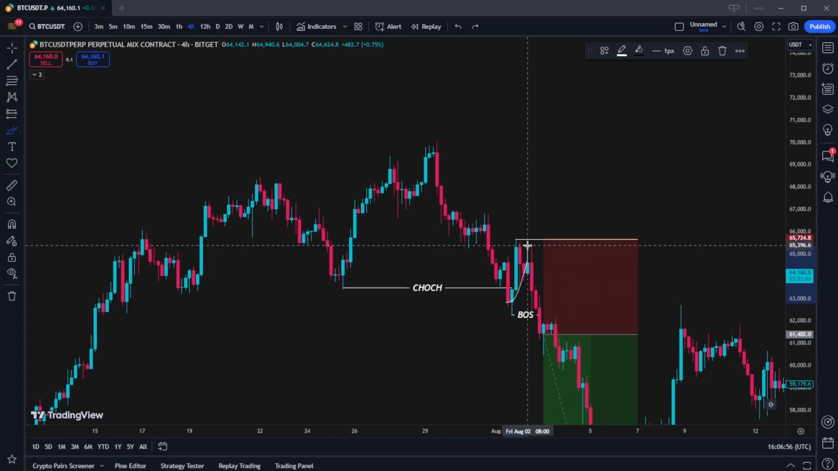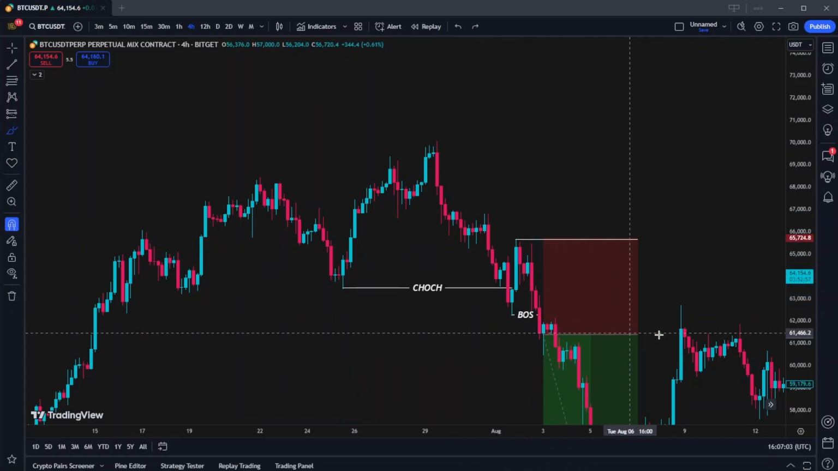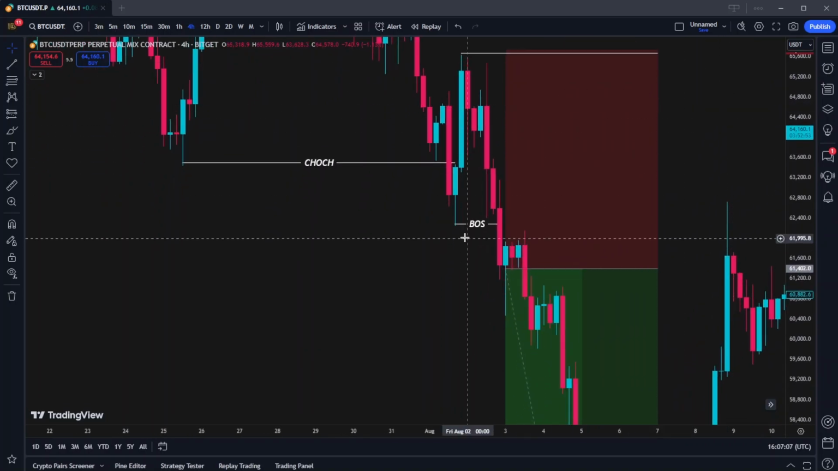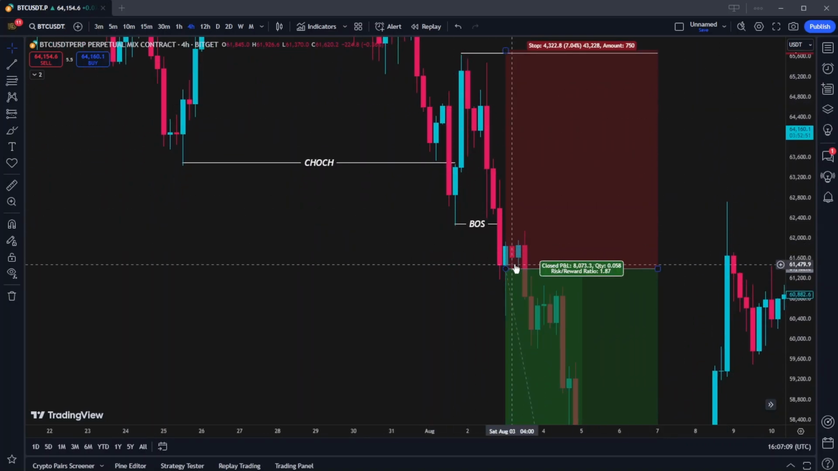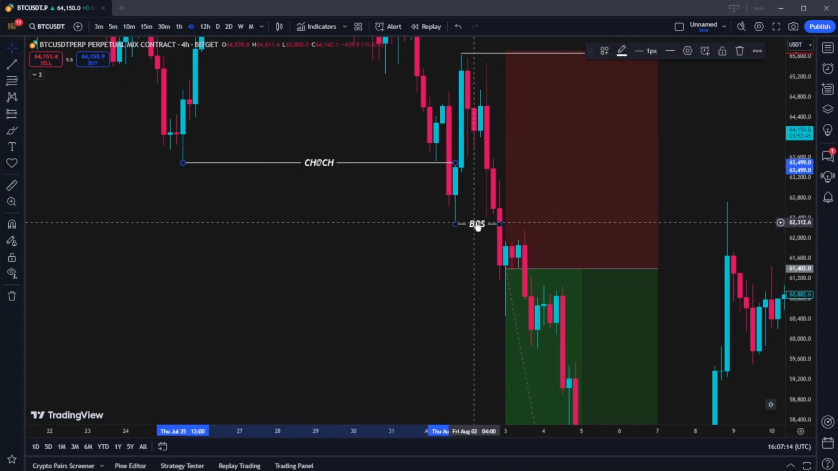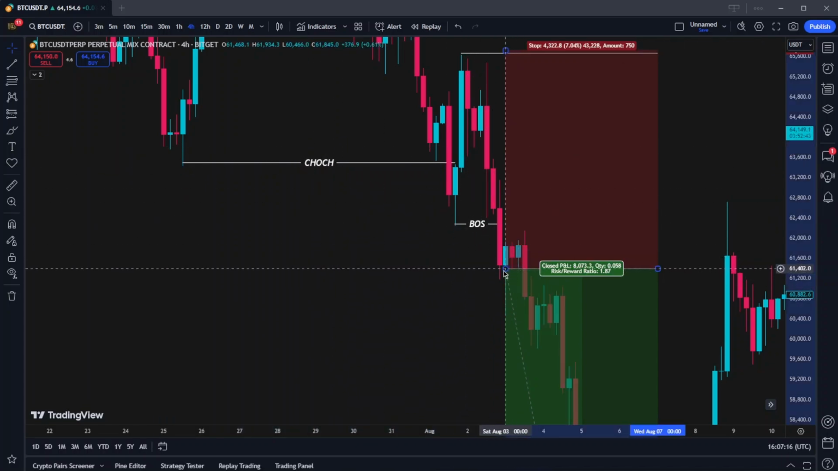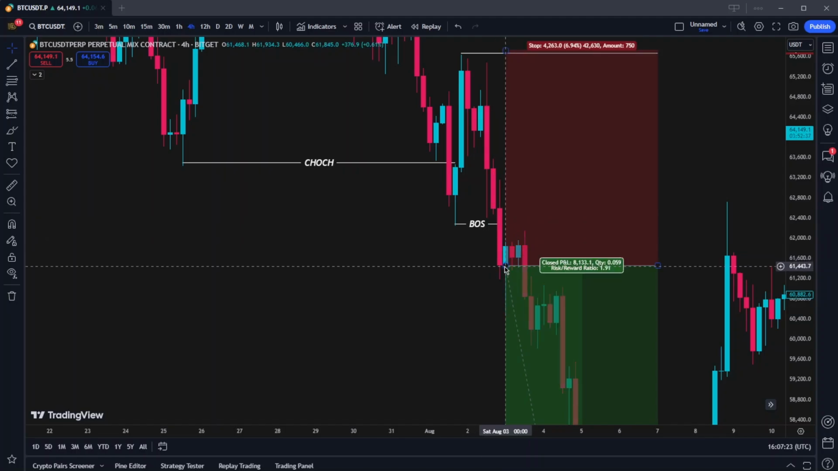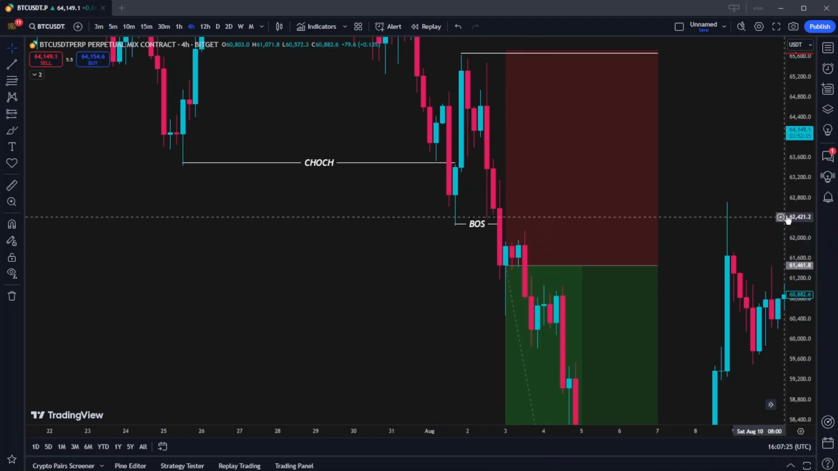Then we went back up. We created a lower high because it's lower than this high right here, and we continued down. Then we waited for the break of structure, which you can see here. We broke this low and continued down. Now, usually if you're going to use this strategy, just the change of character and the break of structure, you would be entering just after the candle closes on the break of structure candle. So this candle closed and this candle opened, and that is where you would enter the trade.